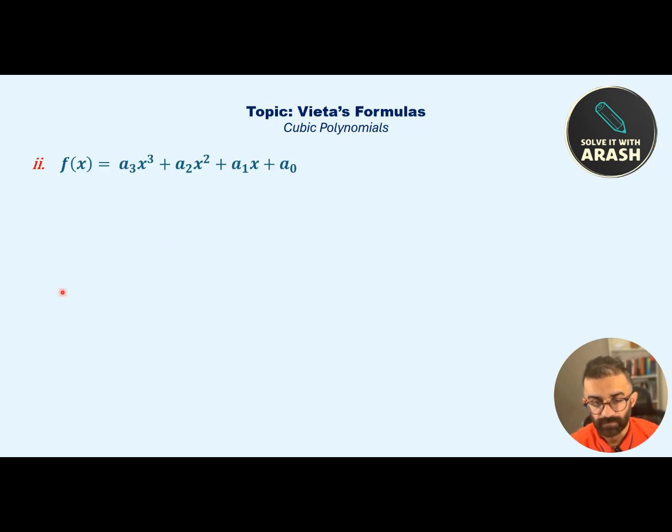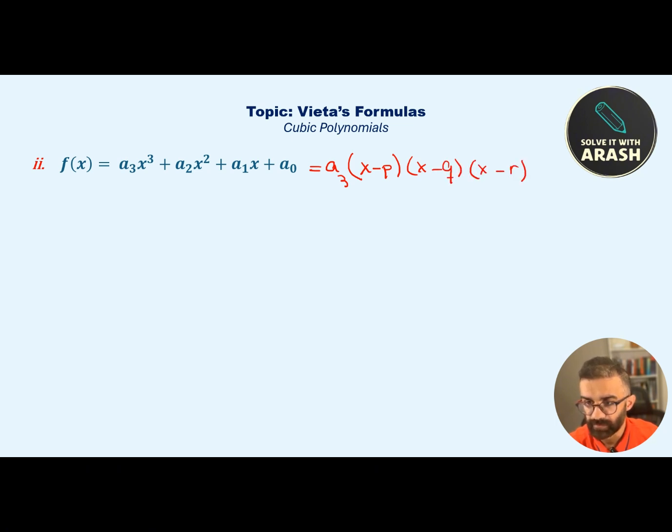Now that we've solved an example, let's see how it works for any cubic polynomial function. f(x) equals a3x cubed plus a2x squared plus a1x plus a0. Once again, we use the factor theorem and rewrite this function in the factored form: a3 times (x minus p) times (x minus q) times (x minus r).